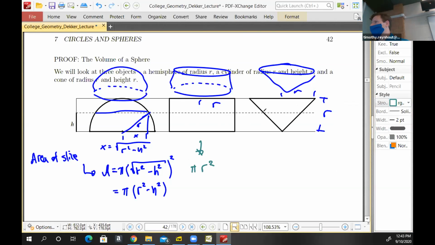And then if we wanted to find the area of one of these disks at a particular height, since this is radius r and height r, we have a nice linear relationship here. So when we have a particular height, the radius of that slice matches the height that we're at. So this is just pi h squared.